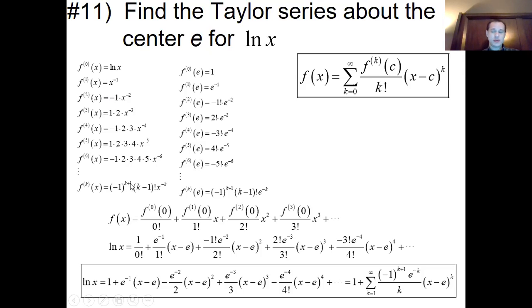When I plug in 2, 2 plus 1 is 3, -1 cubed is -1. So this part takes care of the oscillation. Like we said, the exponent for the x is just going to be negative whatever the derivative is. So the kth derivative is going to be x to negative k. And what's in front of all these things?